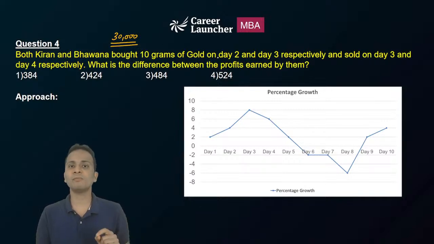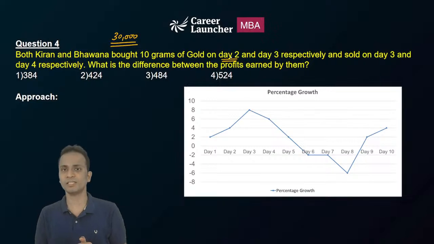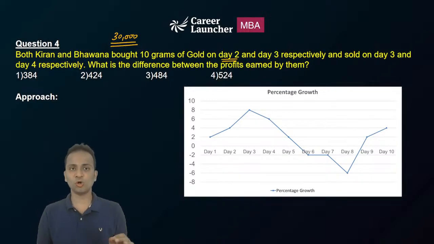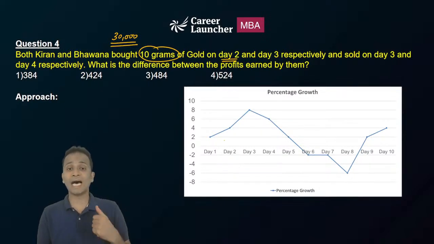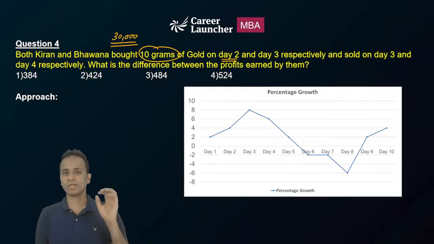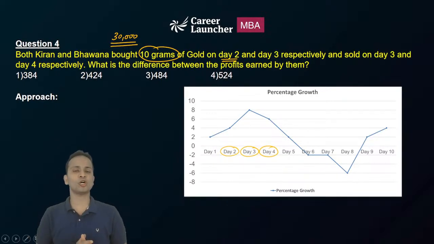Okay, Kiran bought on day 2. So on day 2, the price was not 30,000. It must have increased. Again, day 3, when Bhavna bought, the price must have increased. So on day 0, the price was 30,000 for 10 grams of gold. Now, on the basis of this value, I should be finding the price of gold on day 2, day 3 and day 4. Right? I have to calculate the prices on these 3 days. Okay, fine. So let's do the calculation one by one.